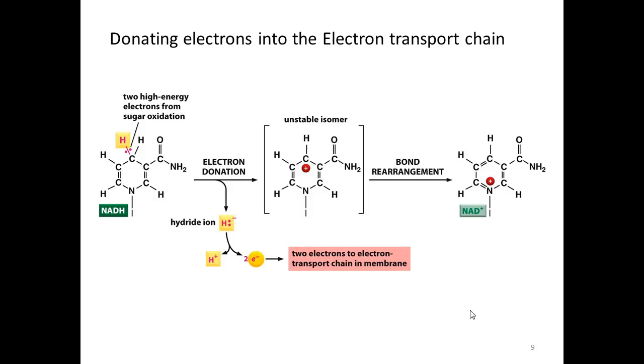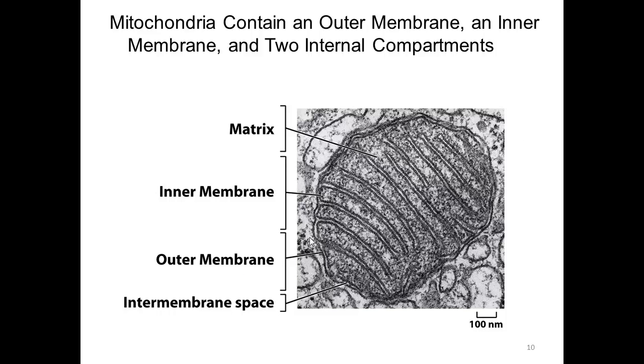On this slide, it's just a reminder of how NADH carries these high energy electrons as part of a hydride ion, which then when it approaches the protein complex will donate 2 electrons to the electron transport chain, a proton to the internal milieu, and this will reform NAD+, which is the acceptor molecule for the electrons in the citric acid cycle.